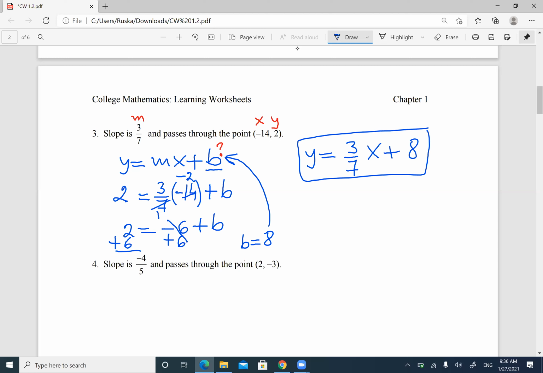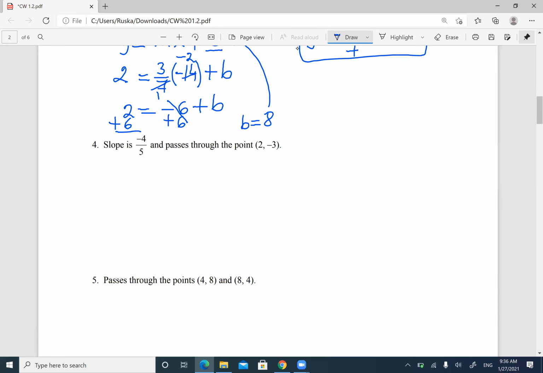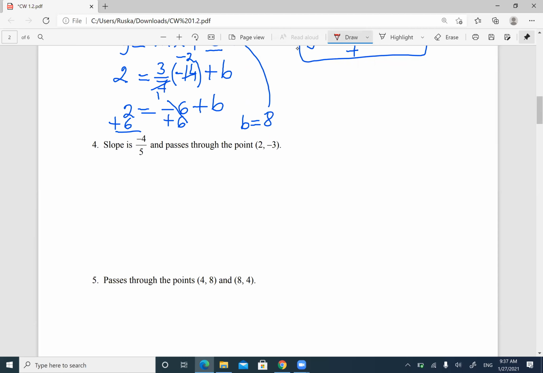Any questions? No, ma'am. Okay, let's do it one more time. Here, again, we have the slope given and the point given. The slope is m, and the point is x and y always. The first number is x, the second is always y.